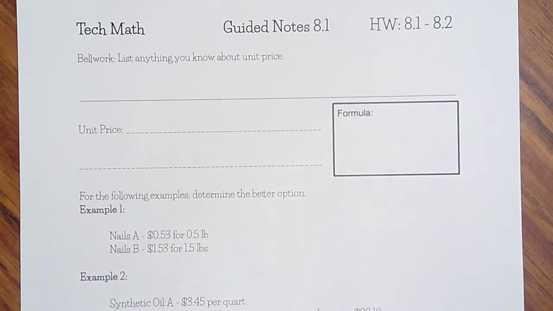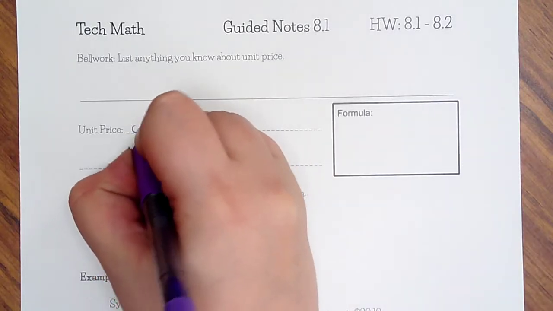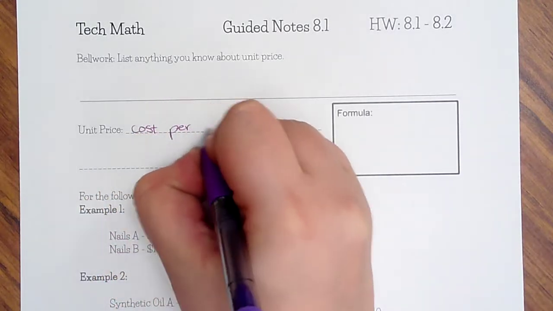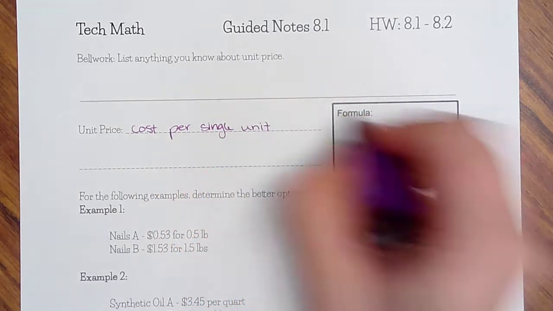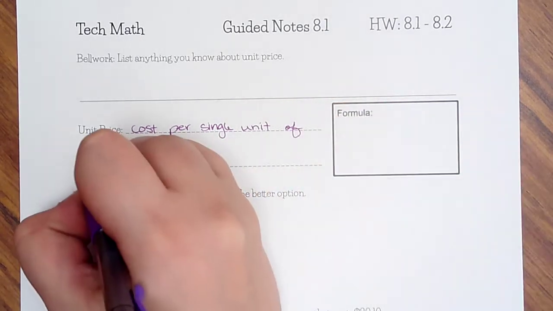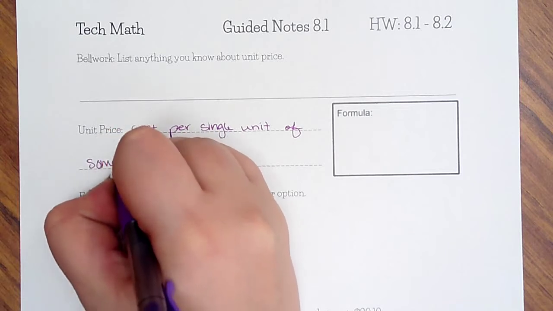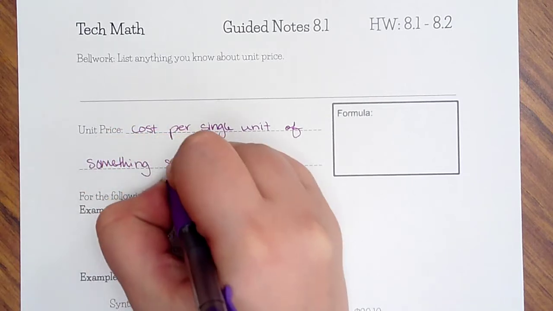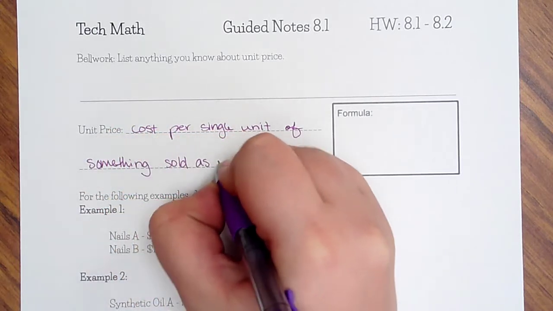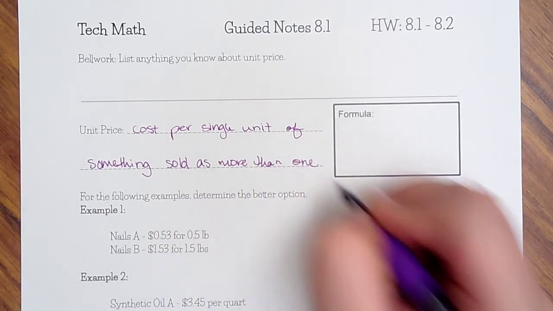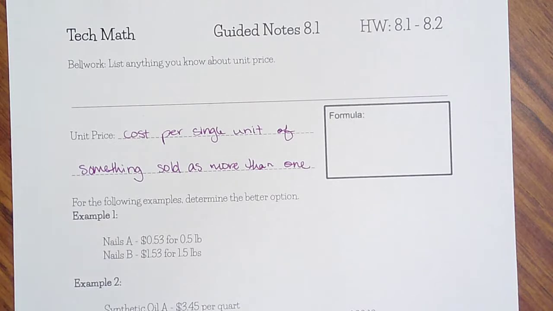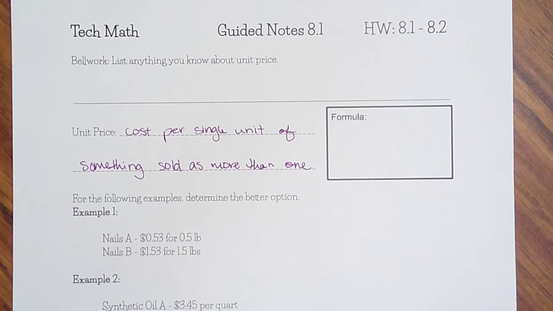The big idea behind unit price is that it is the cost per single item or per single unit of something that is sold in a group, sold as more than one. Now this is a big wordy definition, but essentially it means you could buy a bunch of bananas, but ultimately each banana has a certain value, and we want to know what a single banana or a single item of a group is worth.